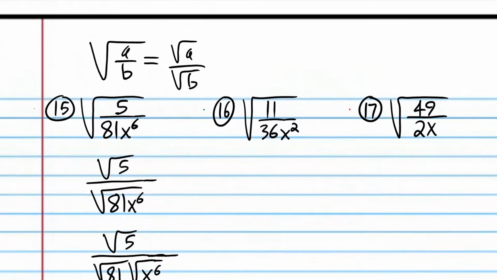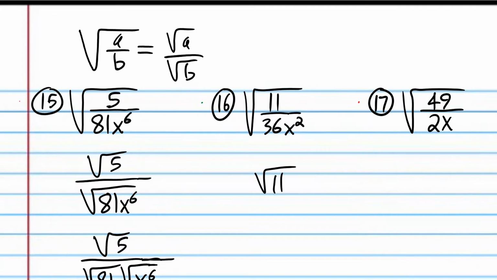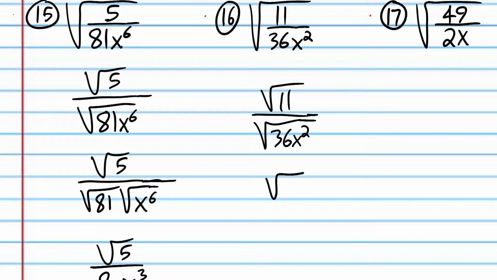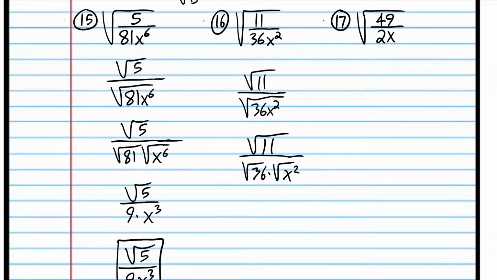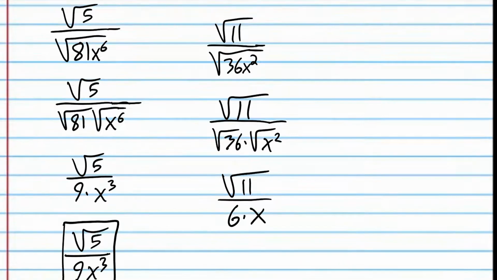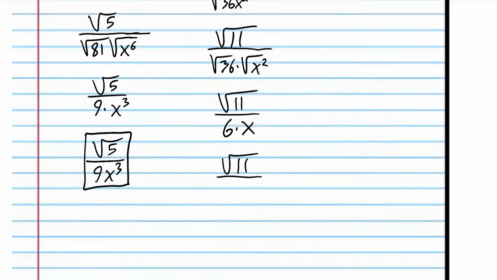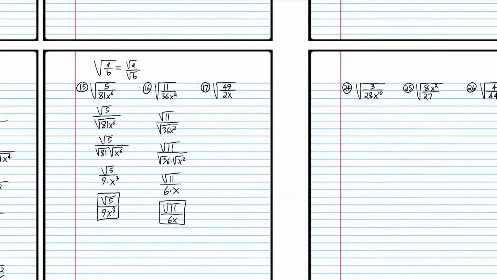All right, we're back. So we have root 11 over root 36x squared. And we have root 36 times root x squared. Root 11 over 6 times x. Root x squared is just x. And finally, root 11 over 6x. So if you got that answer, good job.